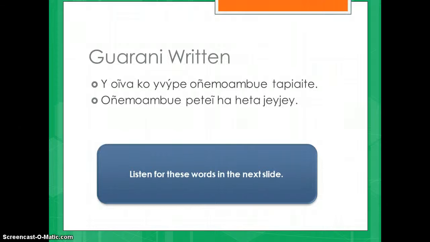By the way, keep this information in mind. Here's Guarani written for you. See if you can listen to these words in the next slide.